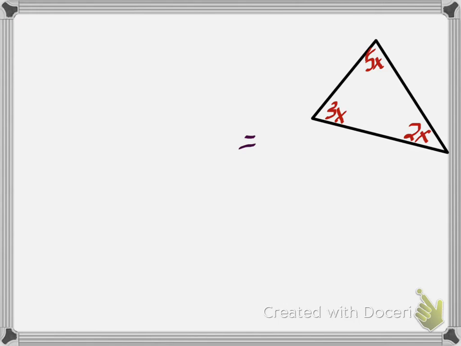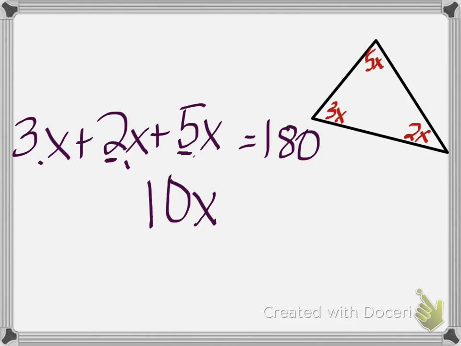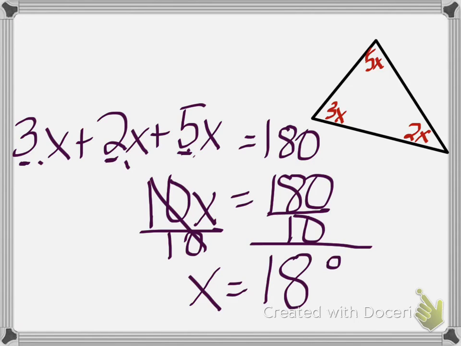Let's try one last time. The angles still have to add up to 180. I'm going to add them all together. I have a 3x plus 2x plus 5x, and it all equals 180. 3x plus 2x is 5x. 5x plus 5x is 10x. All you do is add the coefficients, so 3 plus 2 plus 5 gives me 10x equals 180. Divide it by 10, and you get x equals 18 degrees.